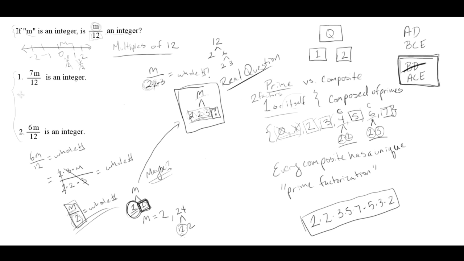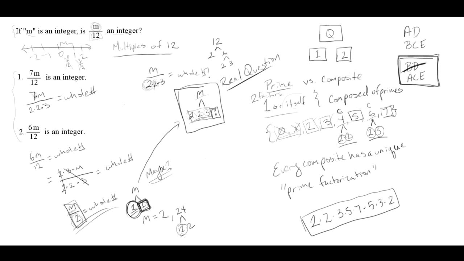Now, let's take a look at statement number 1. What does statement number 1 say? 7m over 12 is an integer. Well, what does that mean? That means 7 times m, and we can't break down 7 because it's already prime, over 2 times 2 times 3 for 12 is a whole number.